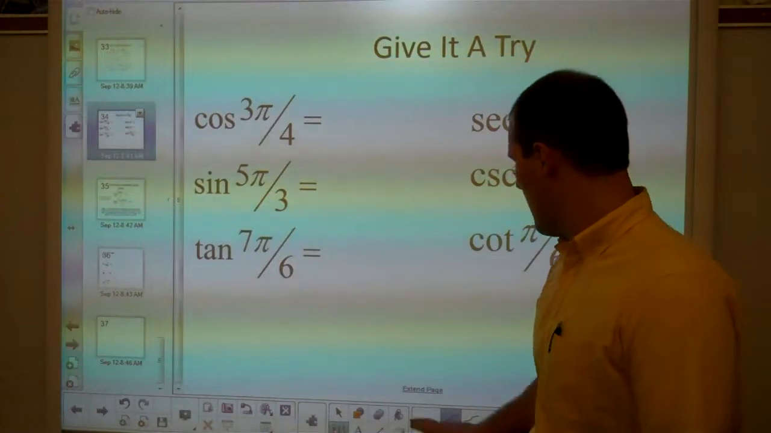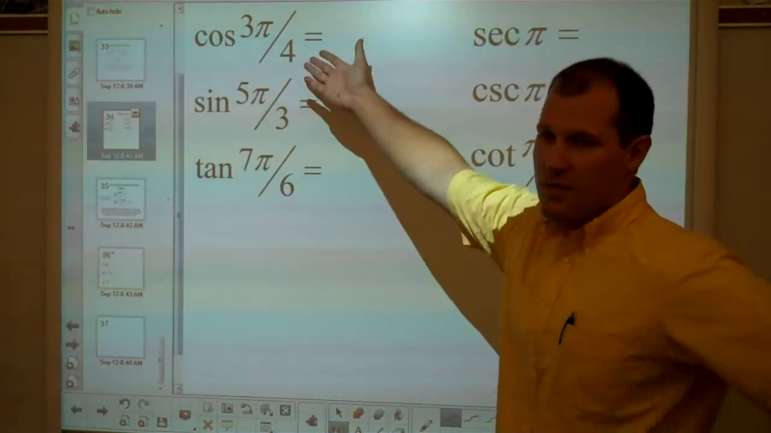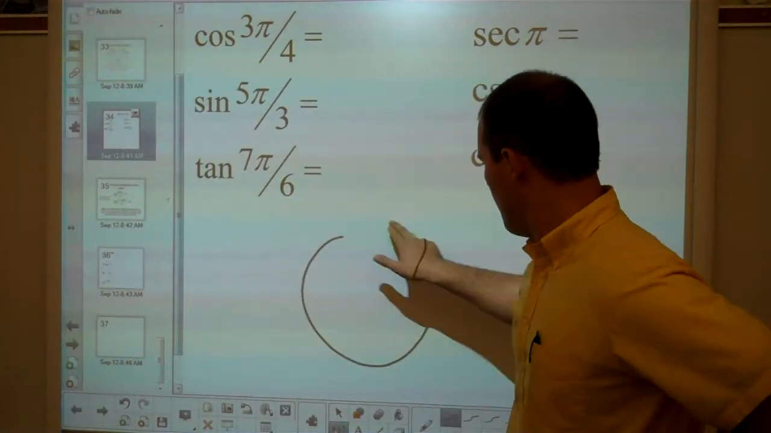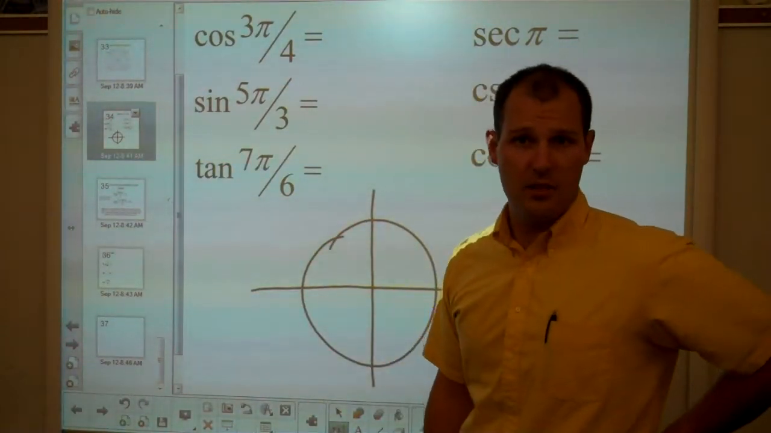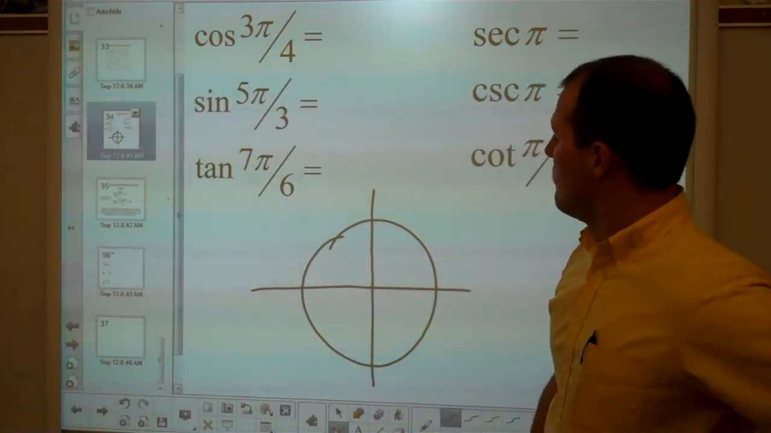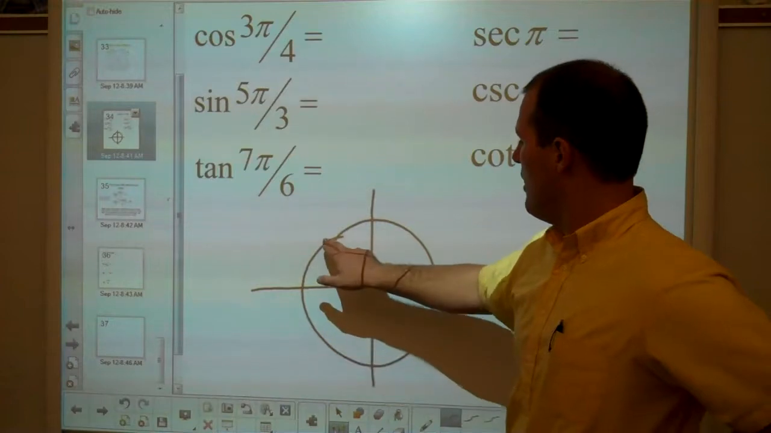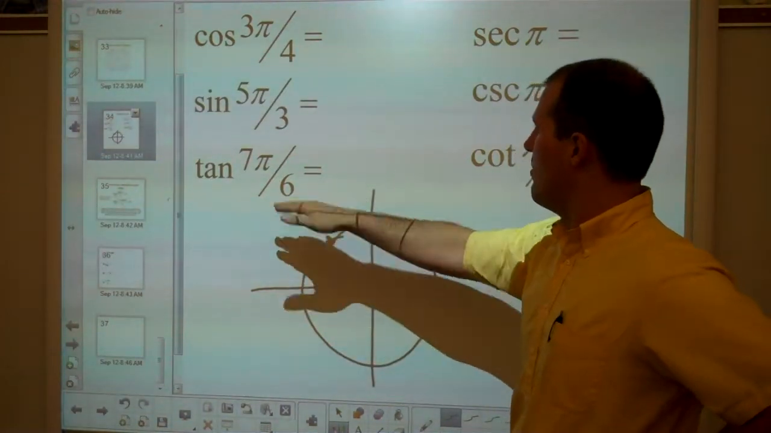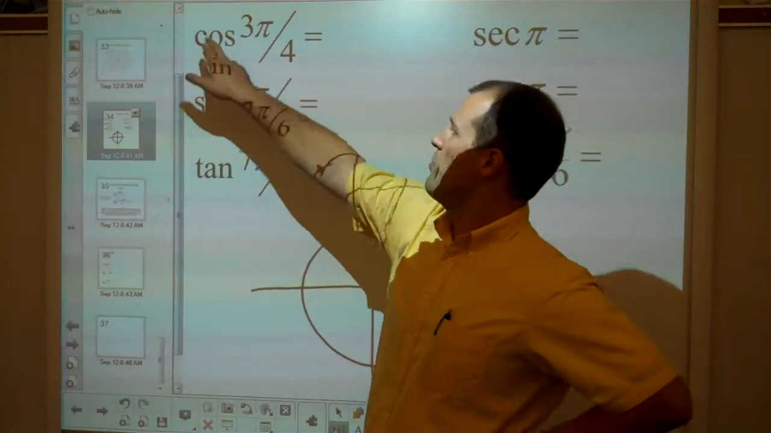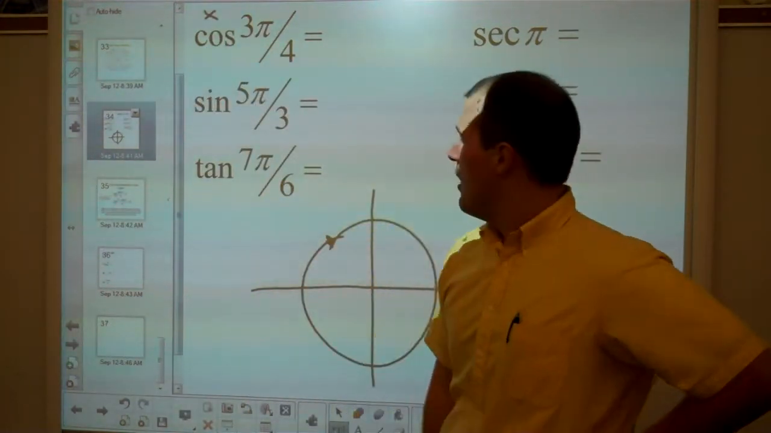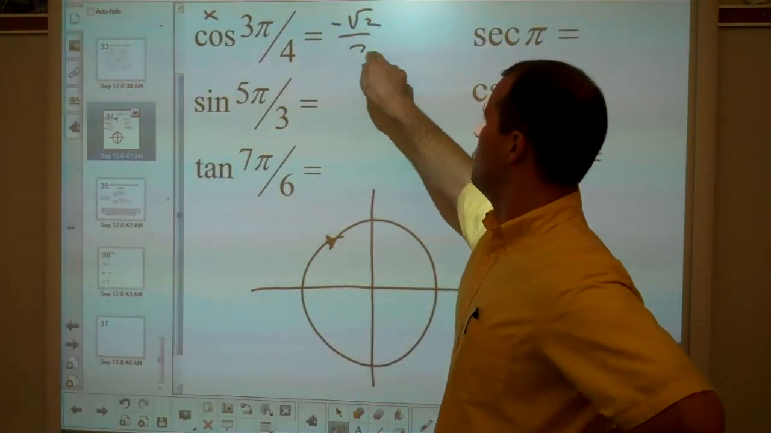Alright, for the first one, what I like to do when I'm thinking of the unit circle is I first like to figure out where I'm at on the circle. Whether it's in my head or actually on the paper, a lot of times I'll draw it out. I like to first figure out where I am on the circle. And so 3 pi over 4 is sitting right over here. It's right in the middle of quadrant 2. And so at that point, my cosine value, please remember that's an x value, is negative root 2 over 2.